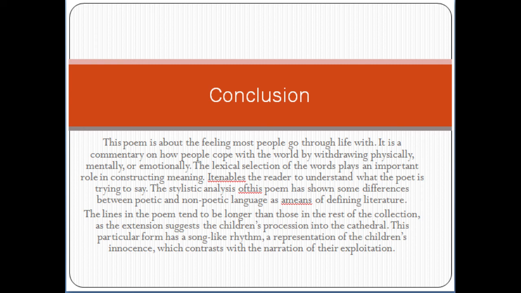The lines in the poem tend to be longer than those in the rest of the collection, as the extension suggests the children's procession in the cathedral. This particular form has a song-like rhythm, a representation of the children's innocence, in contrast with the narration of their exploitation.